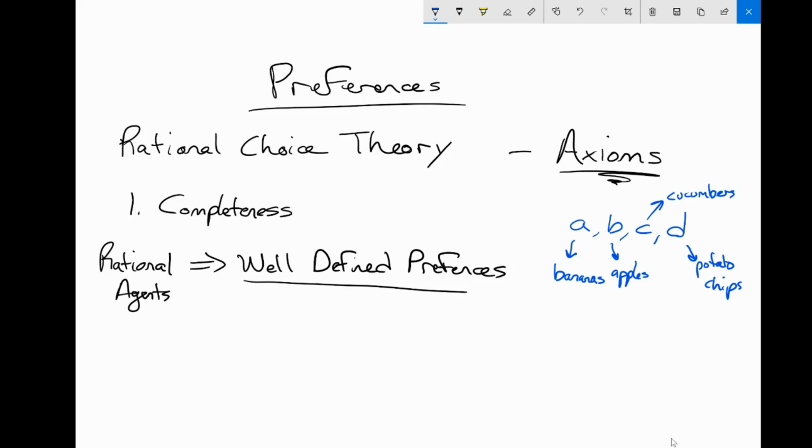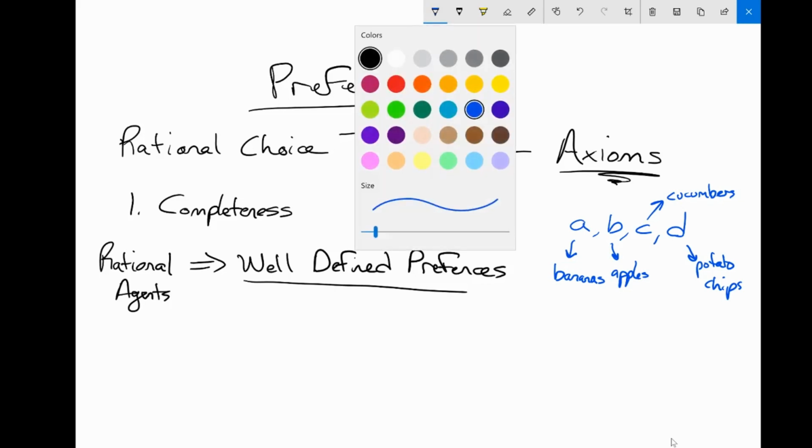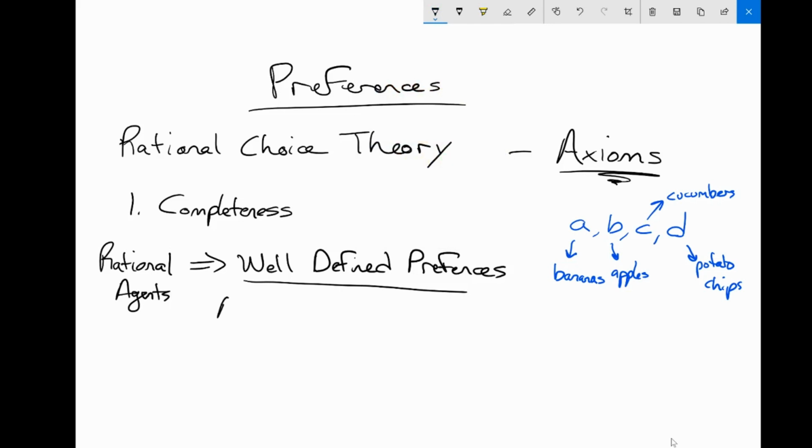So what do we mean when we say completeness, or well-defined preferences? What we mean is that agents have preferences. That means they have opinions about, they have preferences for all goods, actions, combinations of goods. So they have preferences for all goods.